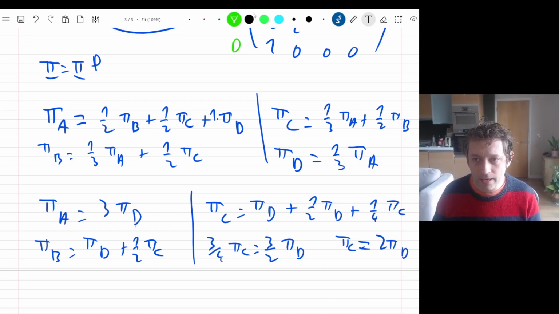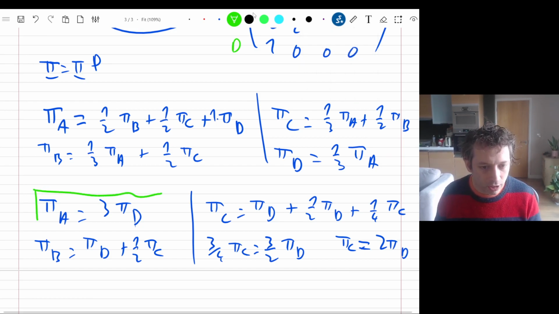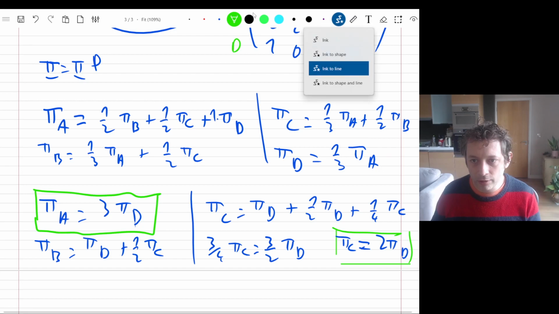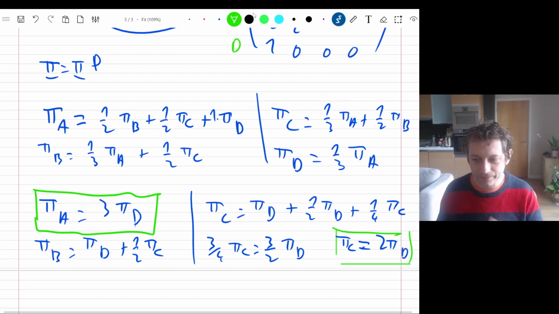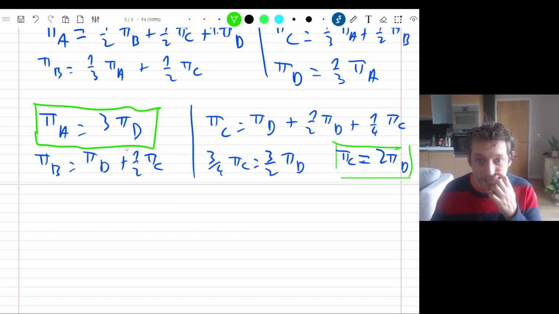And let's box the equations which really matter. The equations which really are basically answers. So that's one. That's another. My lines are really not working today. That's all right. And so I have these two. I can now replace pi c by 2 pi d in that.